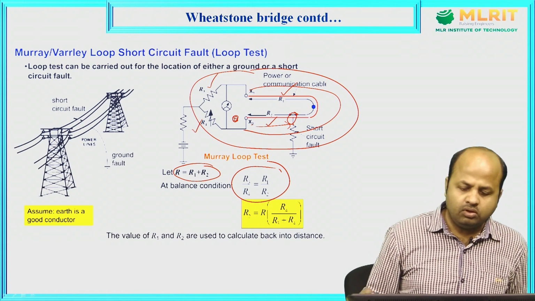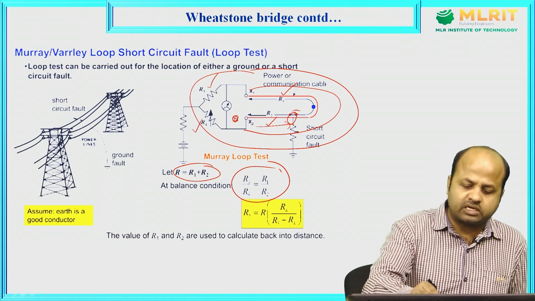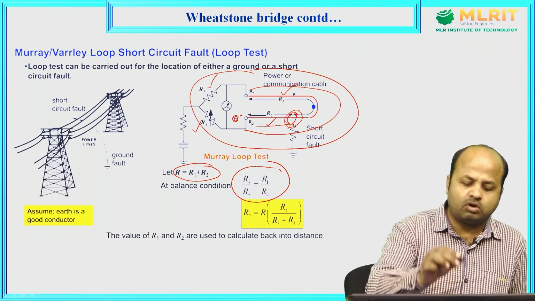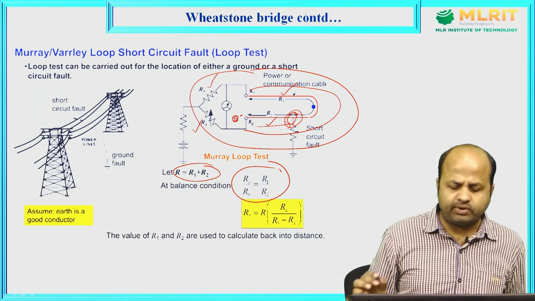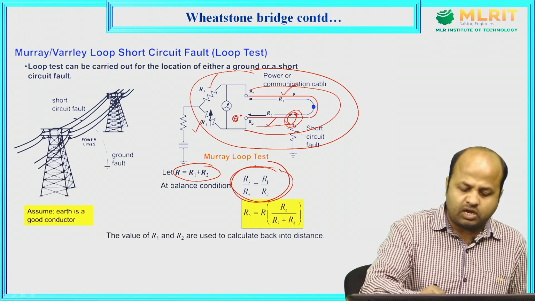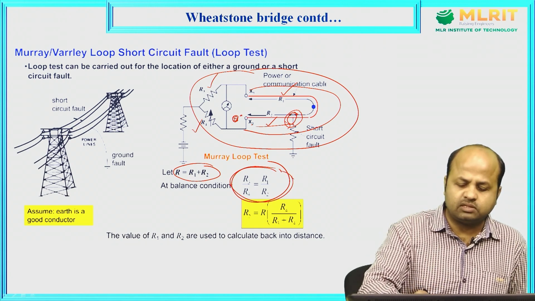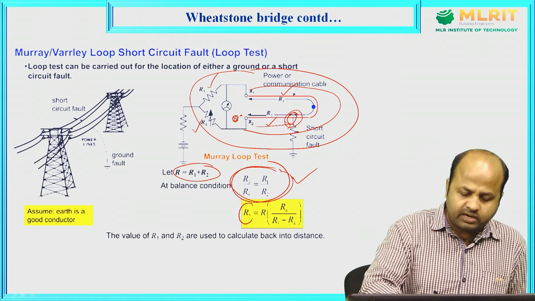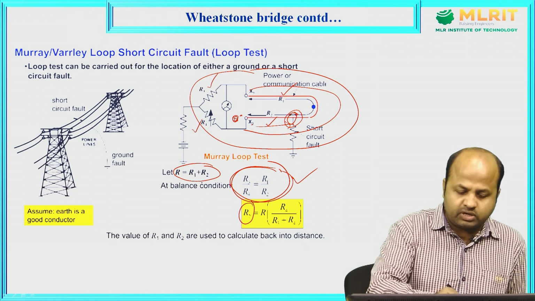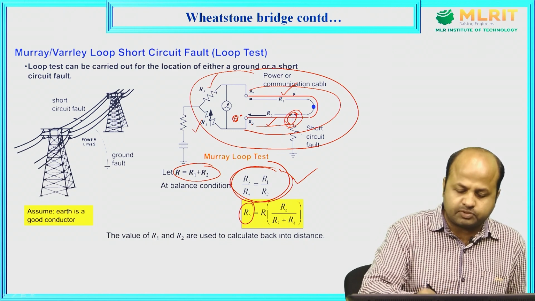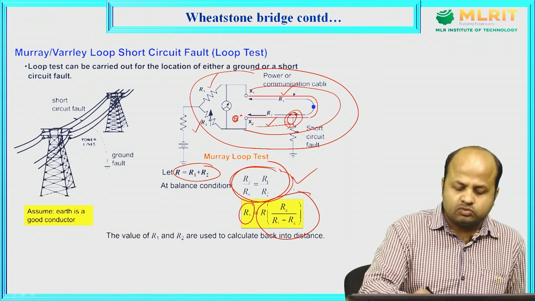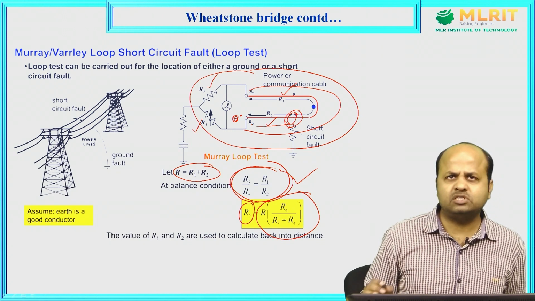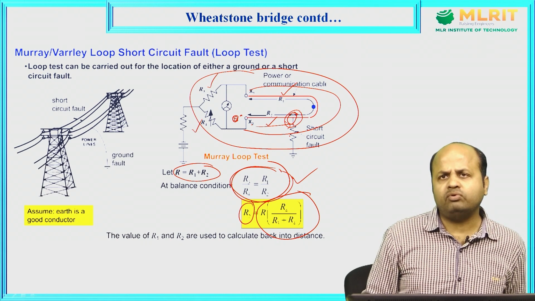Okay, now as we know that the short circuit has happened at this point at distance R2 from this origin, I need to find the value of R2. So first we apply this formula, R3 by R4 equals R1 by R2. This is the basic Wheatstone bridge formula, and from here we want to find R2. As we know that R equals R1 plus R2, substituting the value we will get this. So we can easily find at what point the short circuit has happened. This is one of the applications of the Wheatstone bridge.